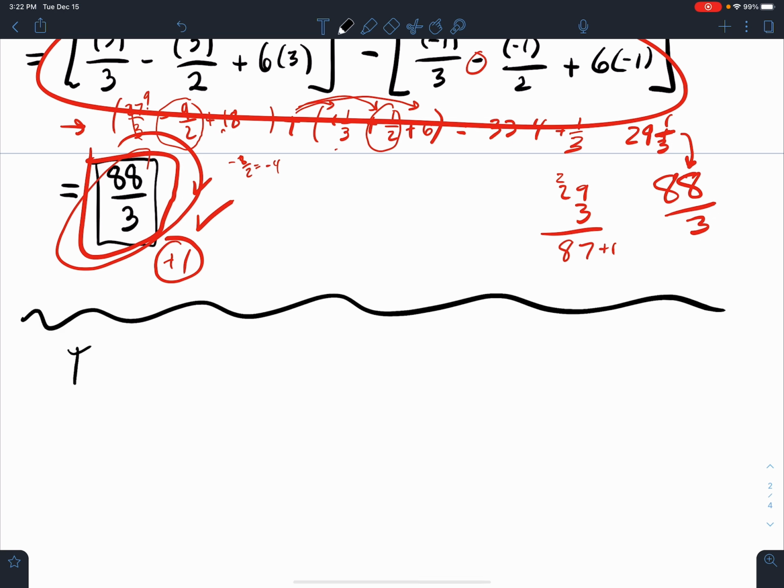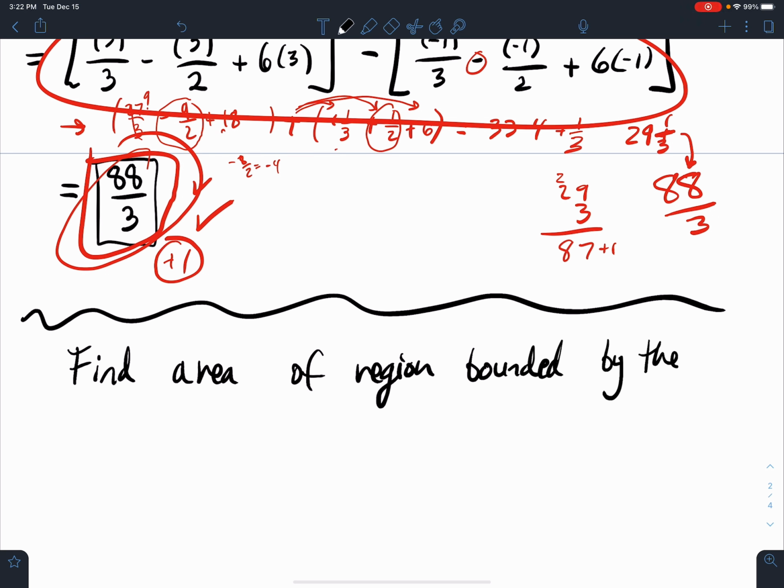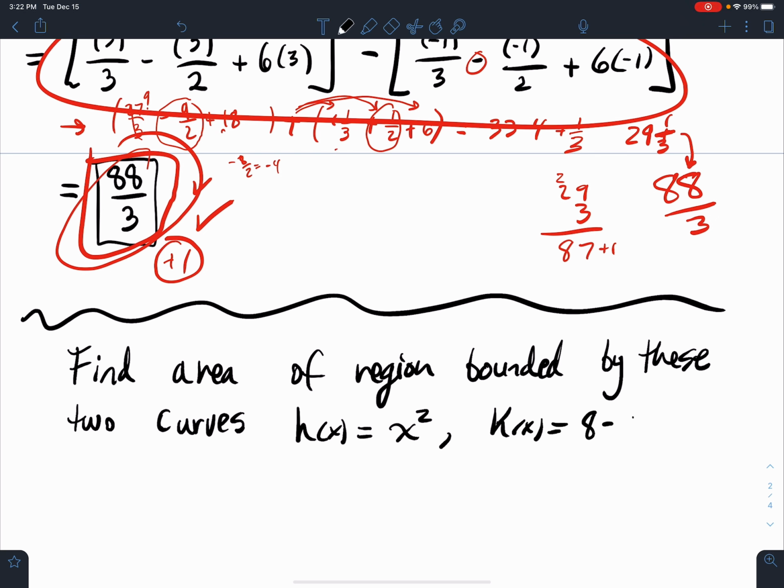Okay, so this problem says find the area of the region bounded by these two curves. And so what are the two curves? The two curves are h of x equals x squared and k of x equal to 8 minus x squared.